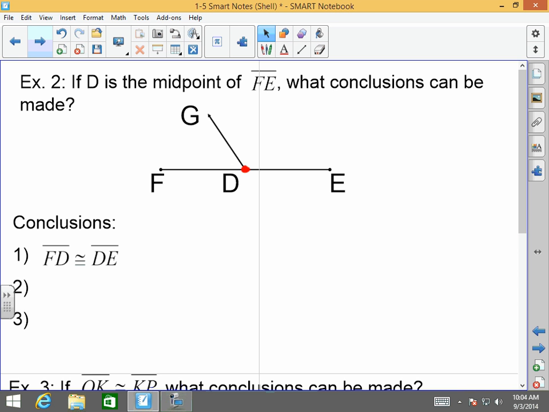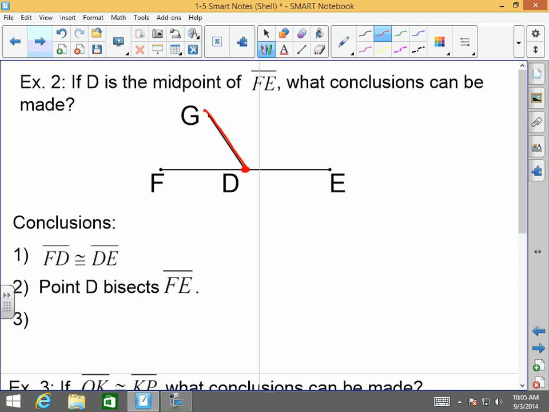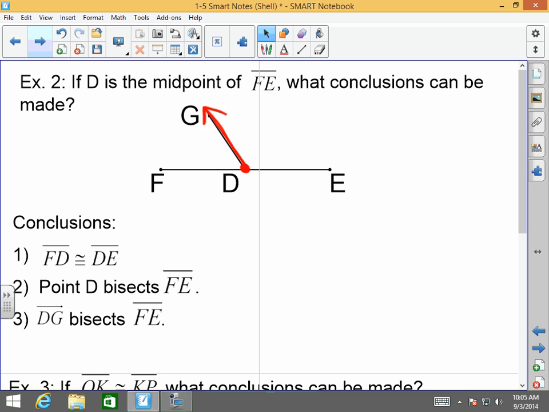Yes, sir. Okay, splits them, but what's the word we talked about for splits? Bisects. Very good. Point D bisects FE. And what can we say about DG as well? What does DG do to FE? Because DG starts at point D, right? We know that point D bisects FE. What does ray DG do as well? It bisects it as well. Remember that a point, a line, or a segment can bisect a segment. Does that make sense?